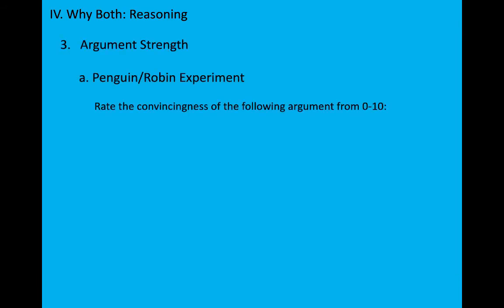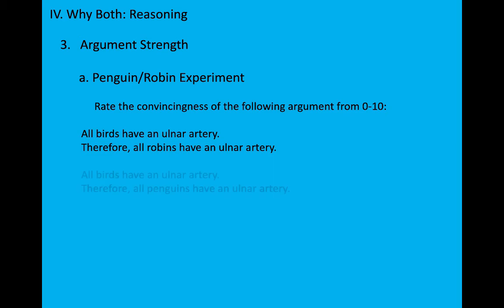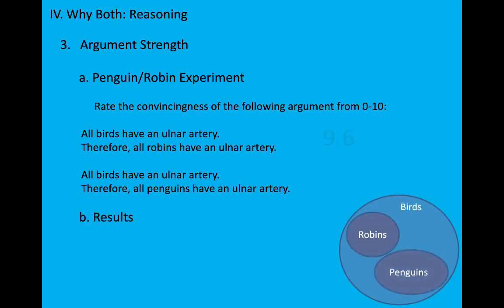Okay, let's look at the next example here. This is an example dealing with argument strength. When subjects are told to rate the convincingness of the following argument on a scale from 0 to 10, 0 being not at all convincing, 10 being entirely convincing, and then given the following argument, all birds have an ulnar artery, therefore all robins have an ulnar artery, subjects rank it as highly probable. But when they're given the argument, all birds have an ulnar artery, therefore all penguins have an ulnar artery, they rank it as a bit less probable. So specifically, they give 9.6 and 6.4.